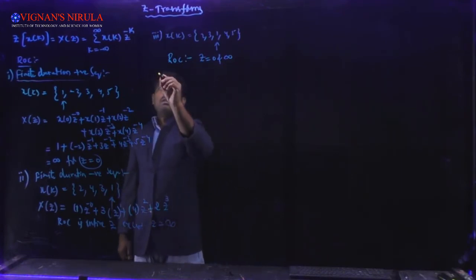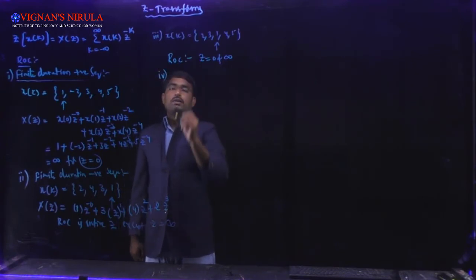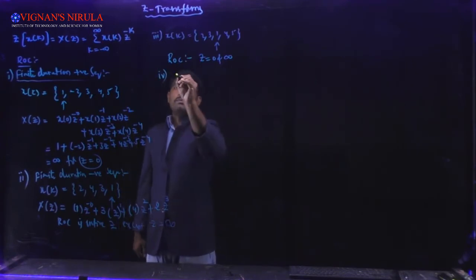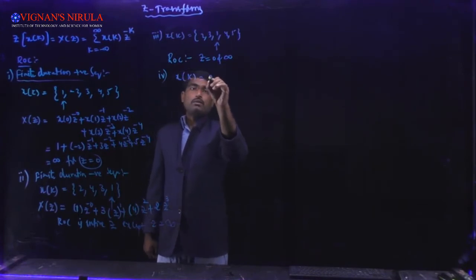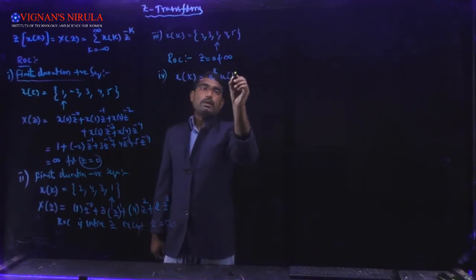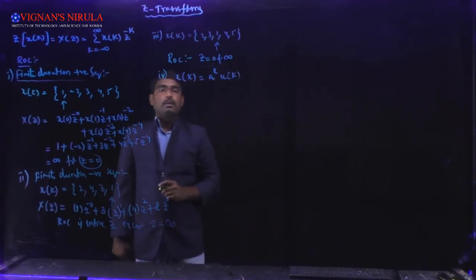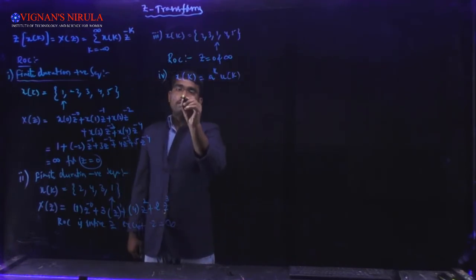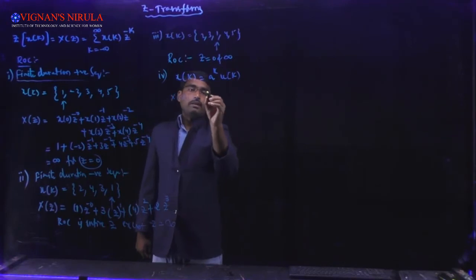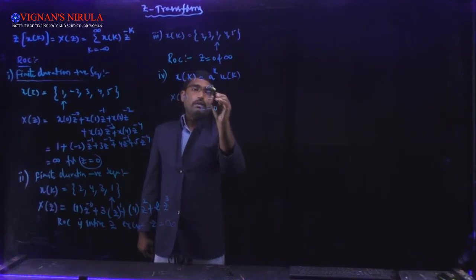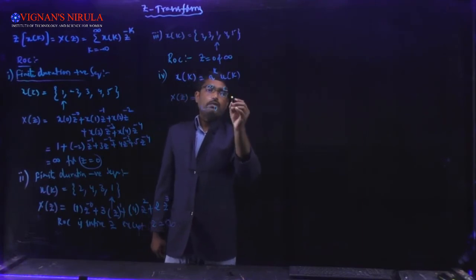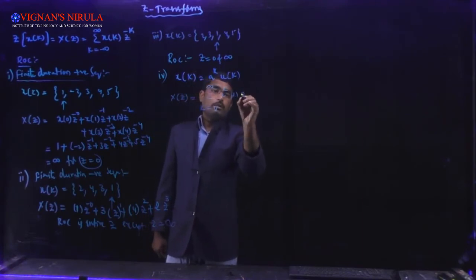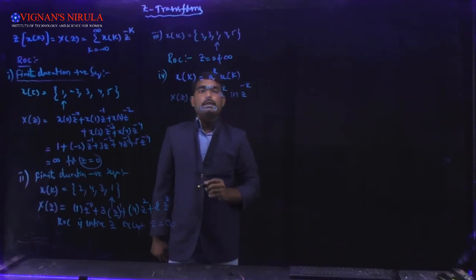Now let us see the ROC of infinite duration positive sequence. An infinite duration positive sequence example is x of k equals a power k into u of k. If you find the z transform for this sequence, x of z will be the summation from k equals 0 to infinity of a power k into u of k into z power minus k. u of k means the unit step sequence.